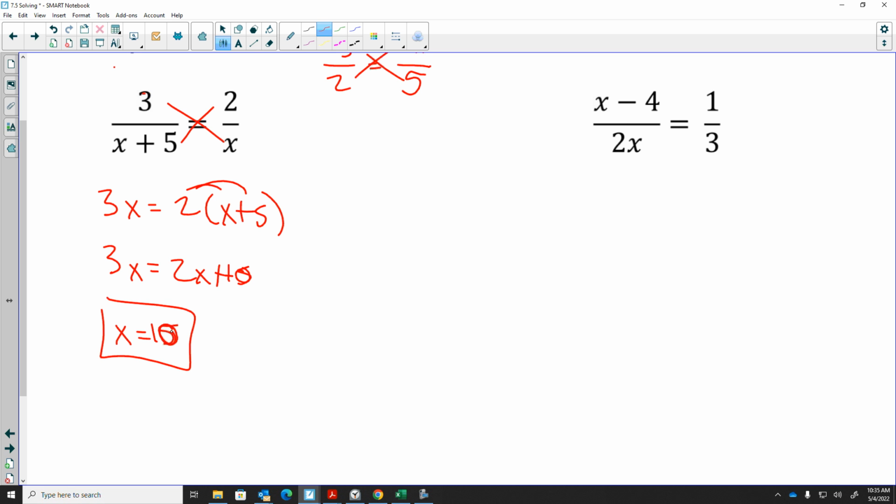Because 2 times 5 is 10. Oh, I subtracted 2x.